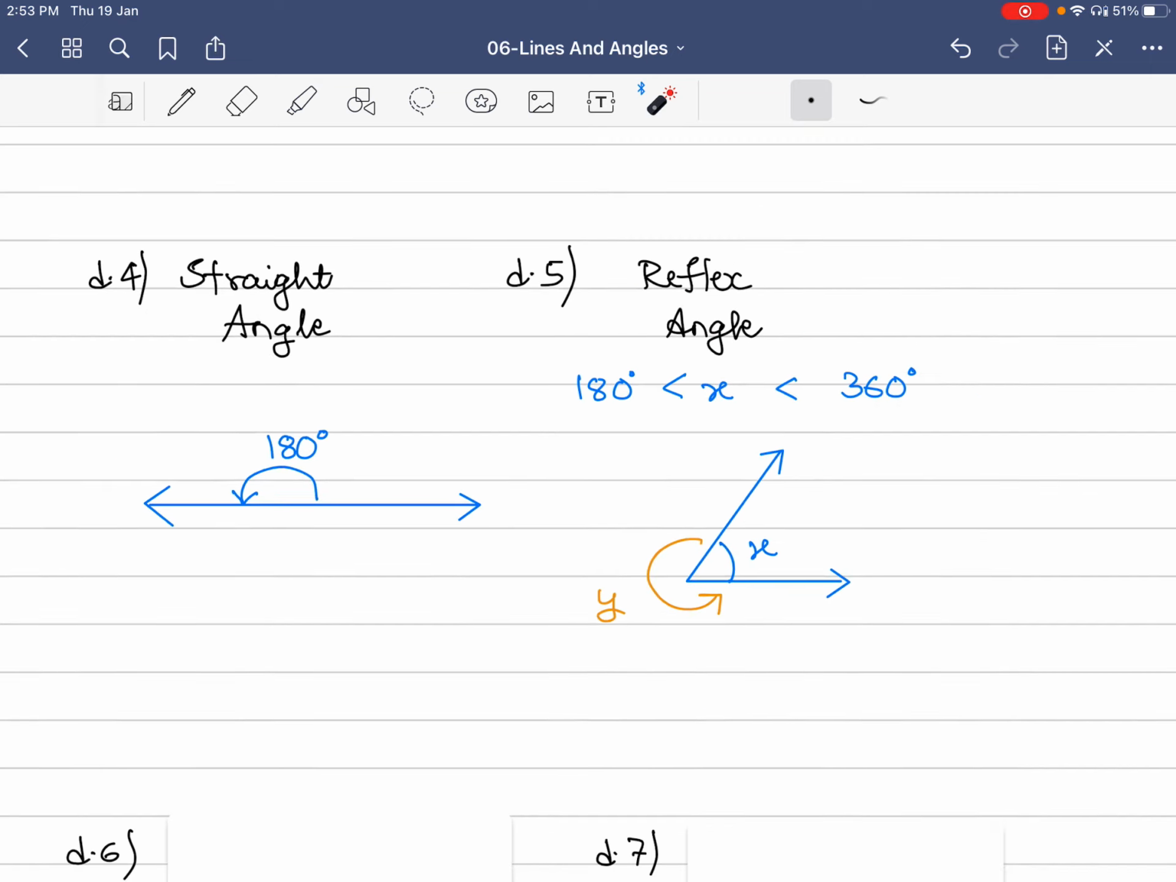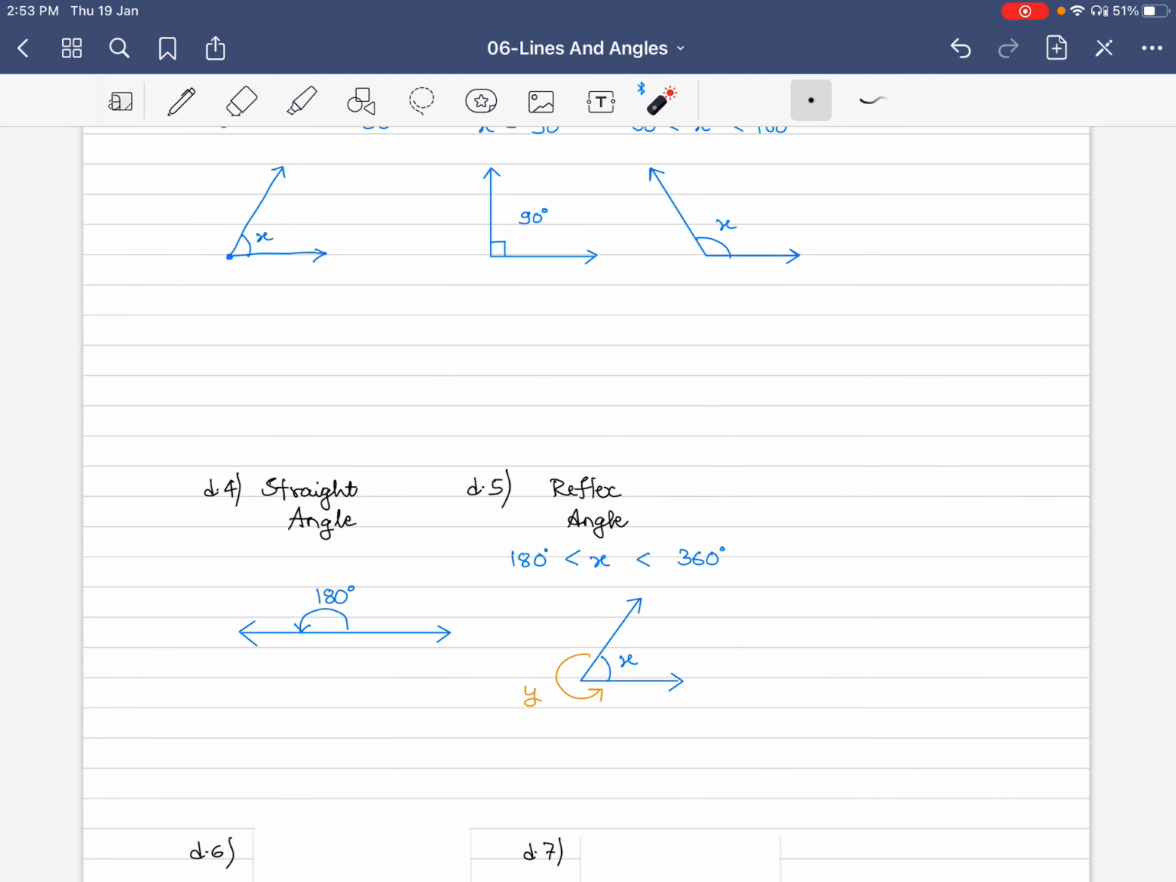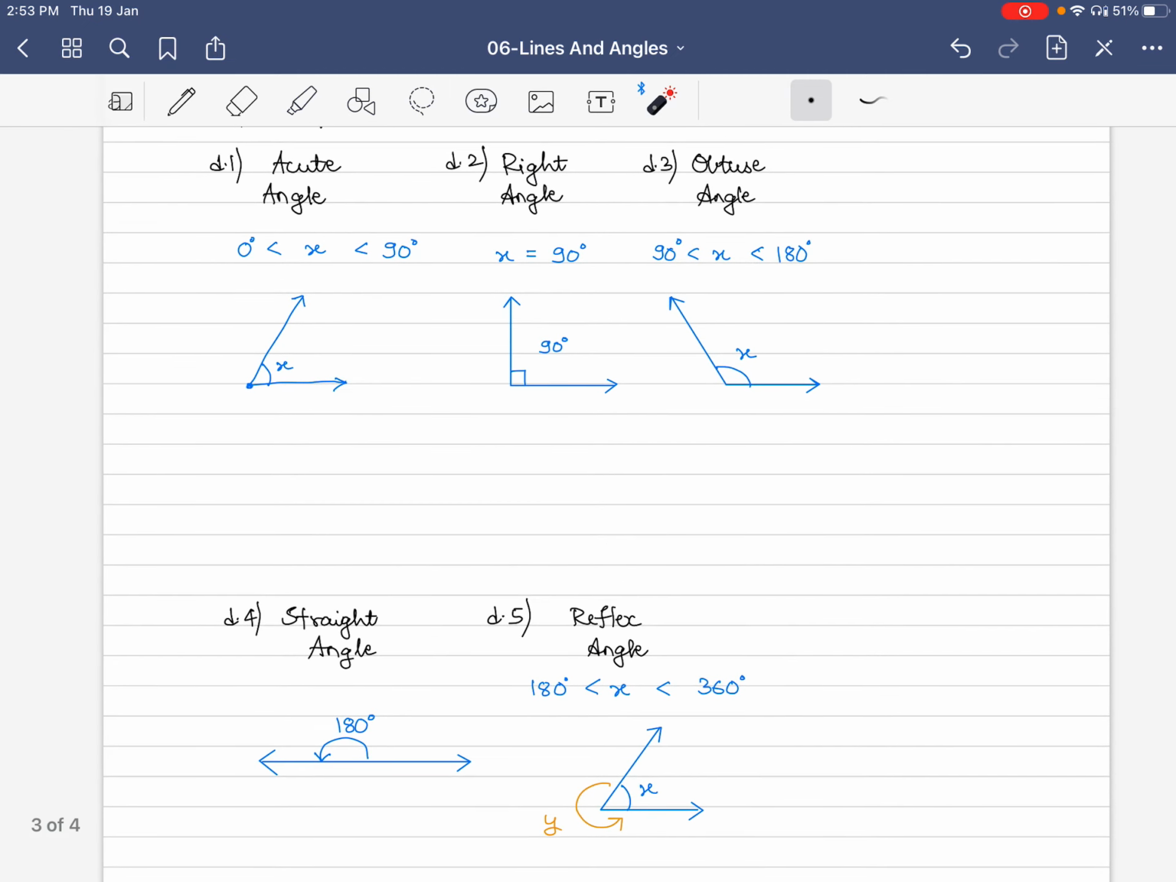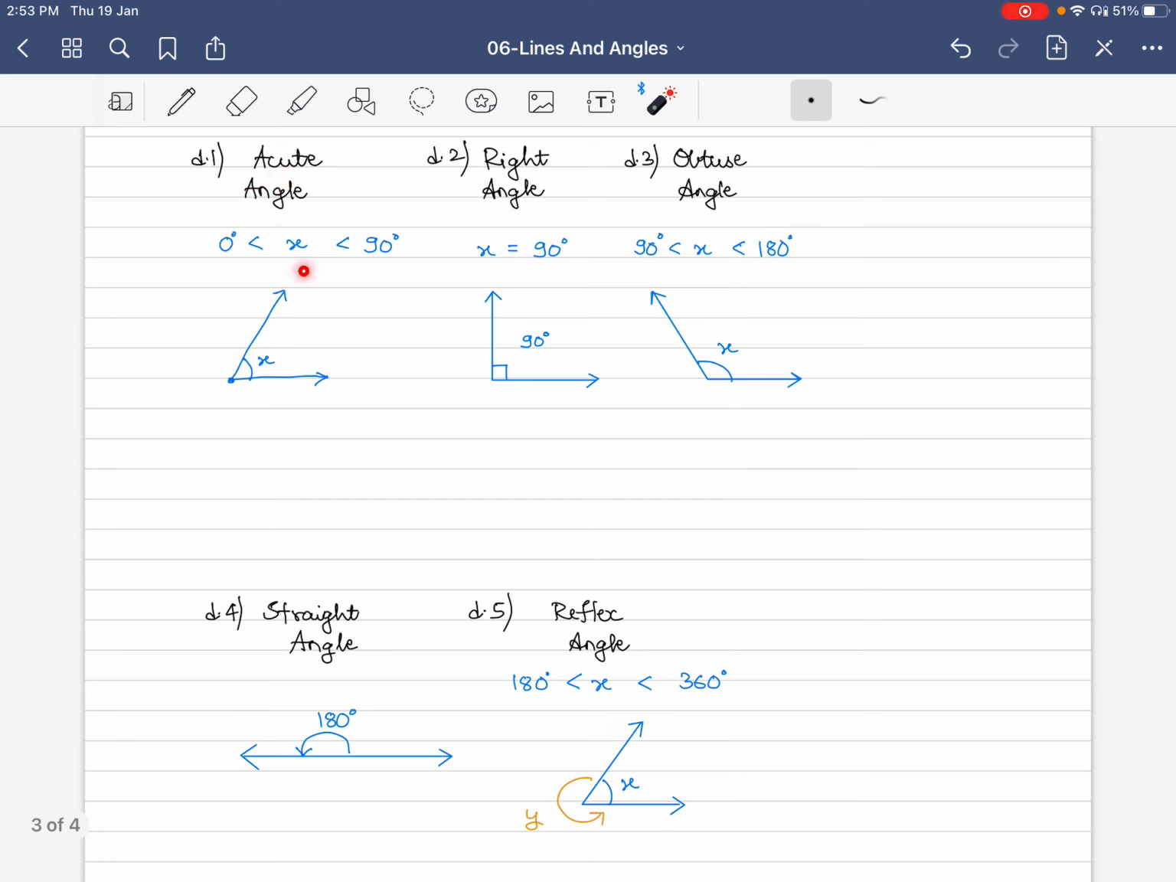So to quickly revise, we have seen 5 different types of angles based on their measure. Acute angle is less than 90 degree. Right angle is exactly equal to 90 degree. Obtuse angle is greater than 90, less than 180. Straight angle is exactly equal to 180, and reflex angle is greater than 180, less than 360 degree. So based on the measure of an angle, we have these 5 different types of angles.